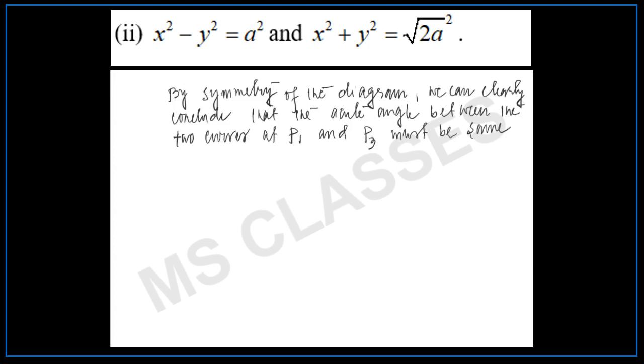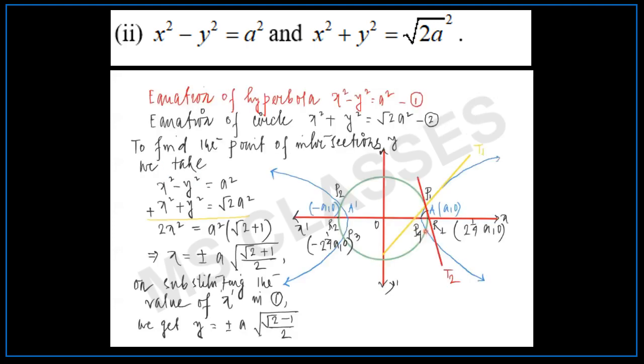Now we come to the point P2. Here also we try to find the angle between the two curves. So for that, at first we have to find the slope. So we draw a tangent here at this point P2, at first to the hyperbola, and then we'll find the tangent at the circle. This we mark as T3.